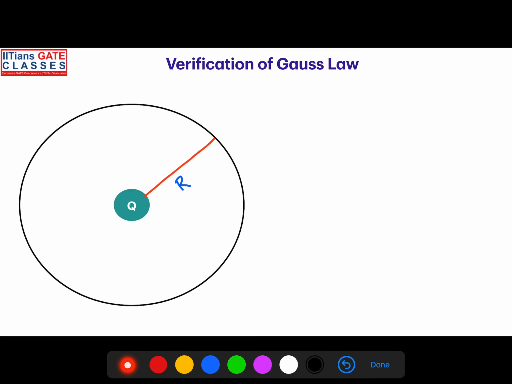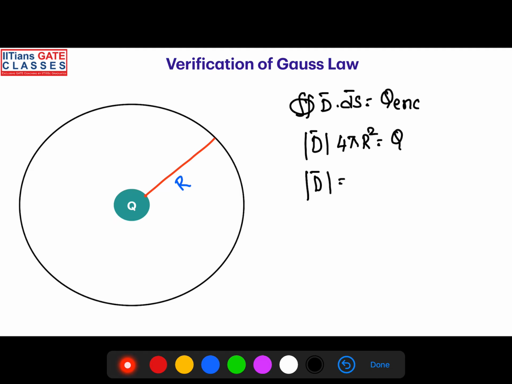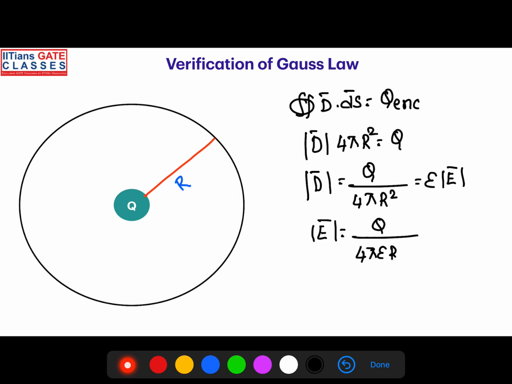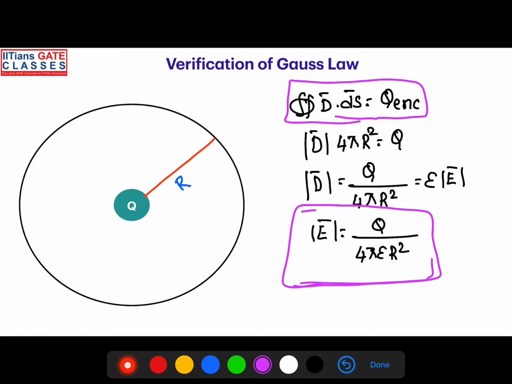I'm sorry, once again I will write: double integral D dot dS is equal to q enclosed, and D into 4 pi r square is equal to q itself, and the flux density is equal to q by 4 pi r square, which is the same as epsilon times E. So the electric field intensity is equal to q by 4 pi epsilon r square. This is the same definition you got with the Coulomb's law of force also. The Gauss law has proven the same thing, and with a simplified mathematical equation you are able to derive the electric field intensity.